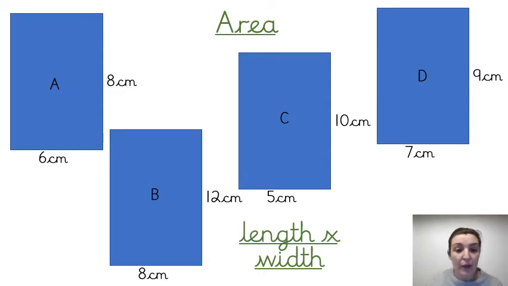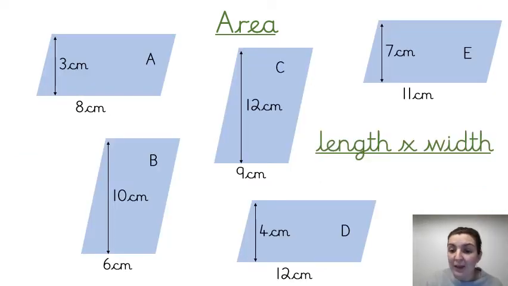Right, so you should have had a go at those. So you should have done 12 times 8, 10 times 5 and 9 times 7 to get the answer to those ones. So I want to move on now to parallelograms. So you've got something similar to this in your workbook today.